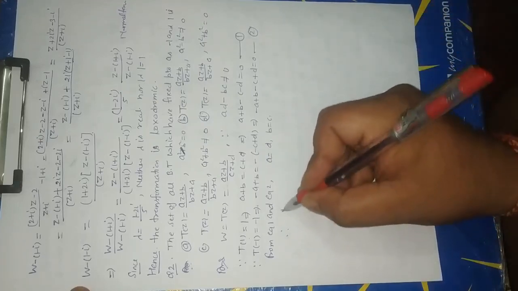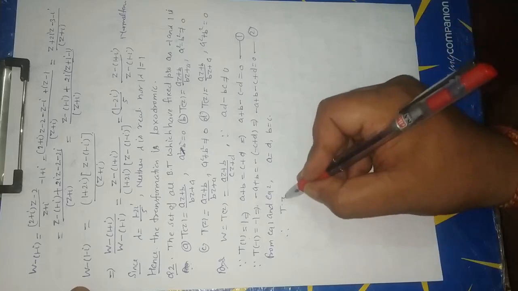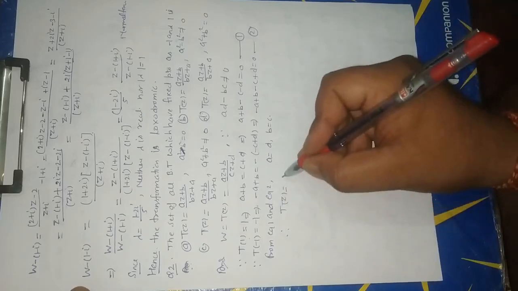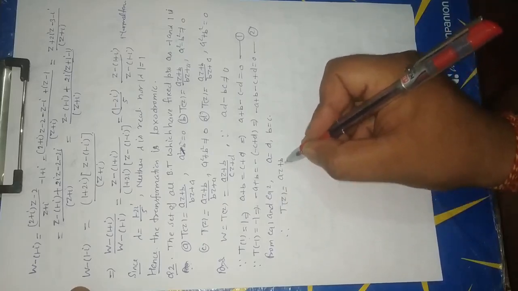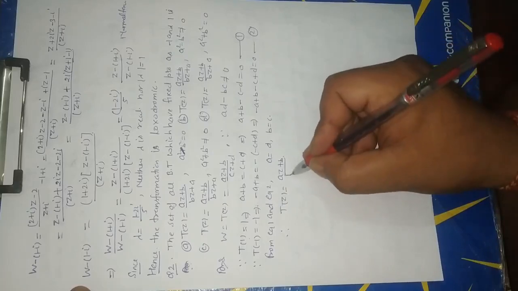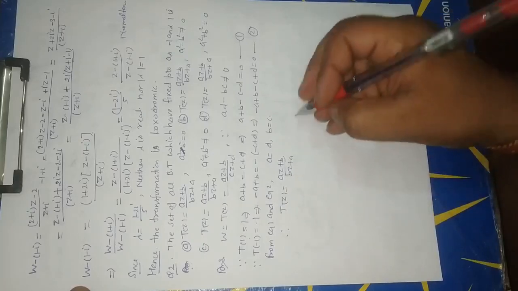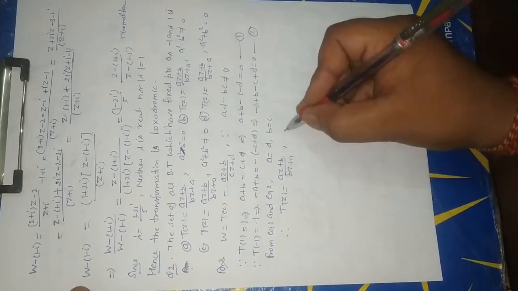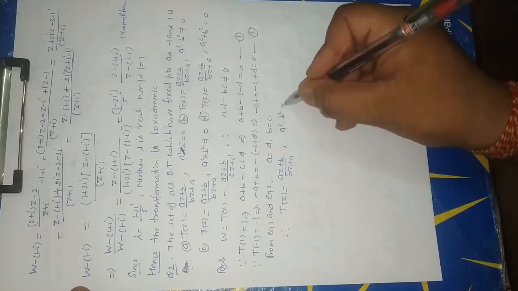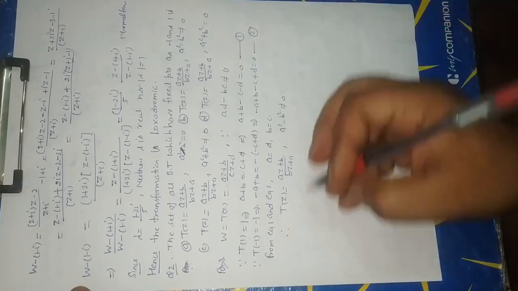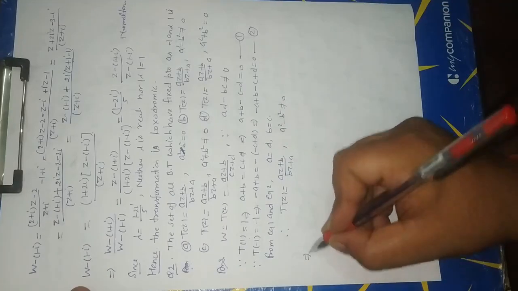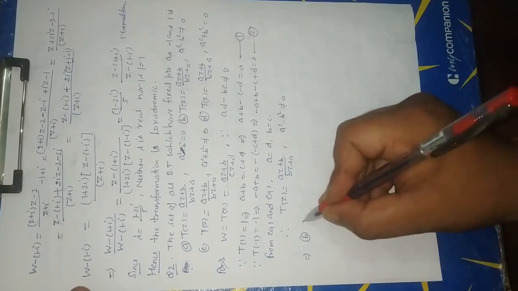Therefore the transformation T(z) equals (az plus b) upon (bz plus a), where a square minus b square is not equal to 0. Therefore option B is correct.